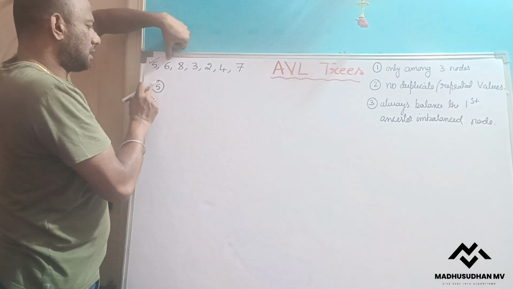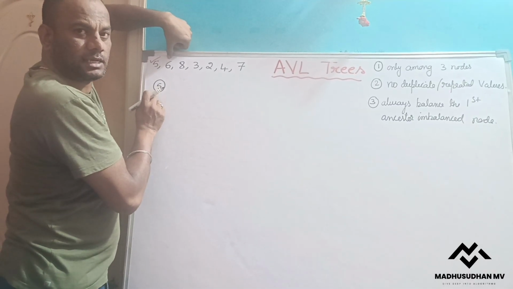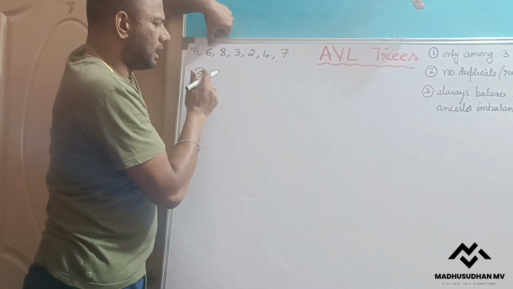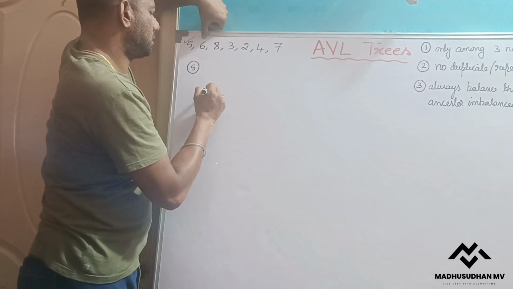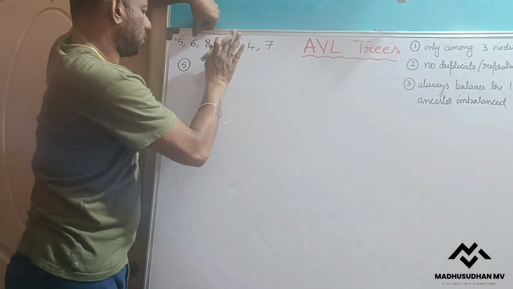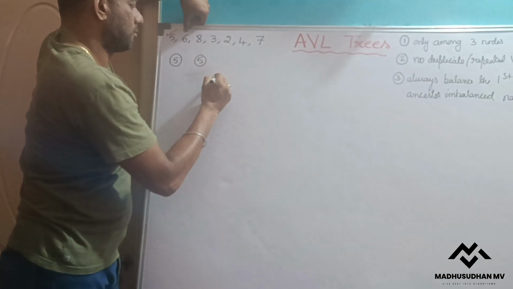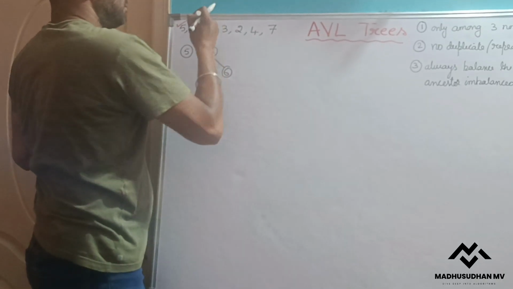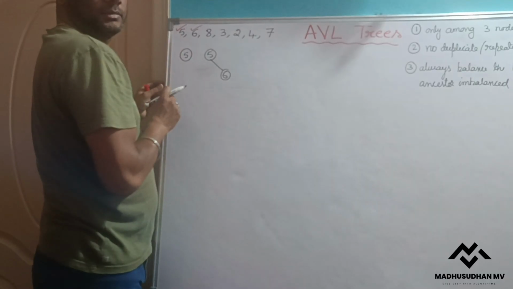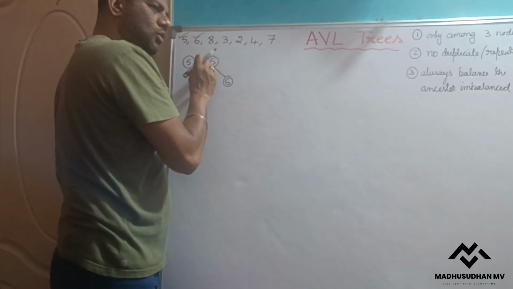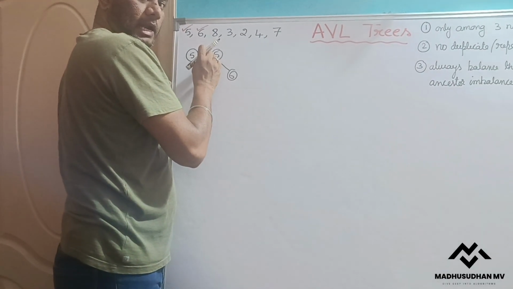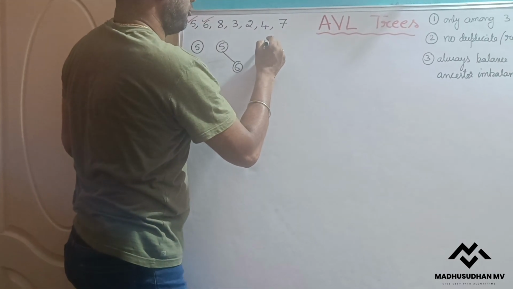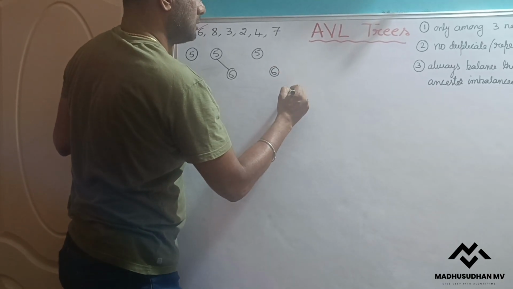6. Now compare 6 with the root node. Is 6 lesser or greater? If it is lesser, insert at the left. Since 6 is greater, where to insert? To the right. So I inserted it at the right. I'll write this as a separate step: 5, 6 towards the right. The second step is also done. Now, next is 8. Where to insert? Again, check with the root node 5, and 8 is greater than 5, so come to the right. Insert here. So 5, 6, 8.